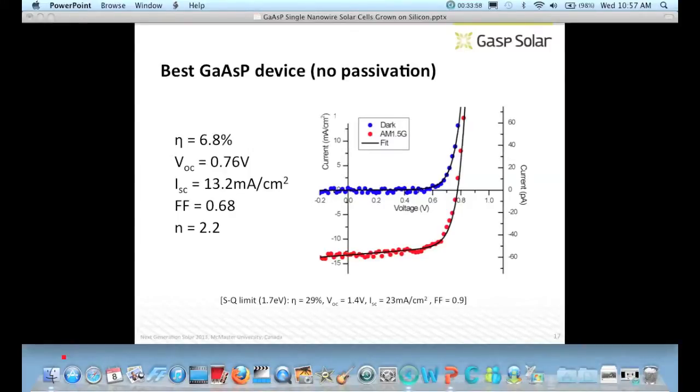The short circuit current is also only slightly more than 50%, but here we're not as worried because of the geometry of the nanowire solar cell. We're not supposed to absorb as many photons. Fill factor is lousy, ideality factor is not very good.